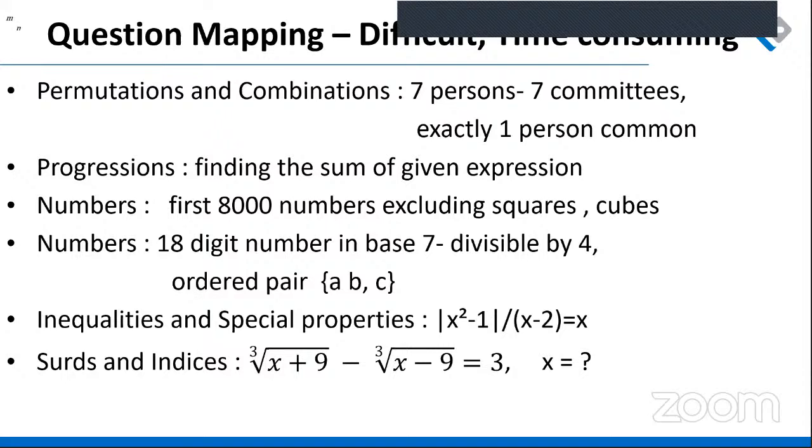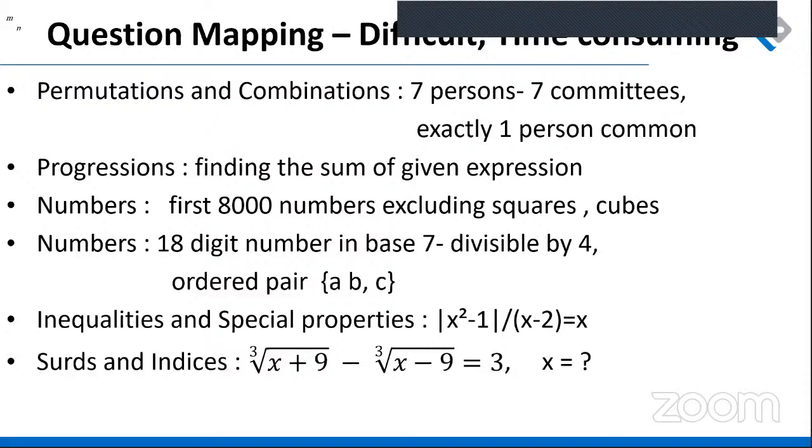Inequalities with modulus. A few trials, maybe a little lengthy, and this would give you a sure answer. Not difficult, maybe a little lengthy and time consuming, keeping 40 minutes in mind.